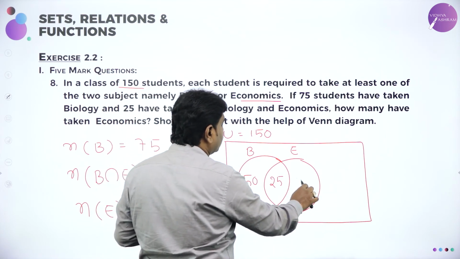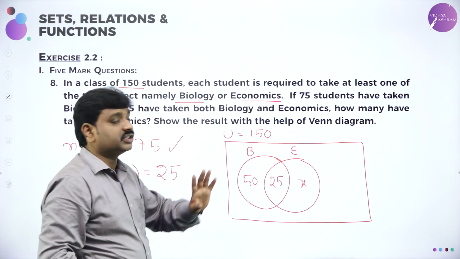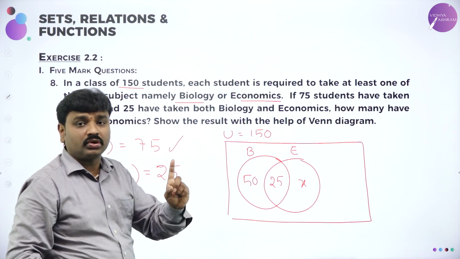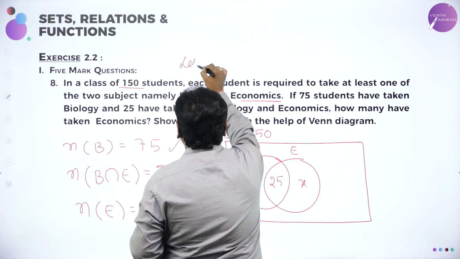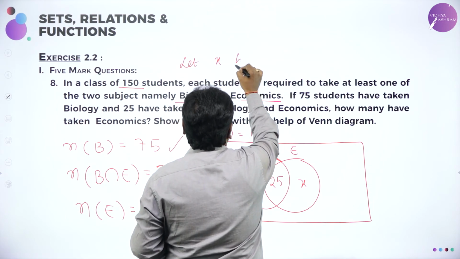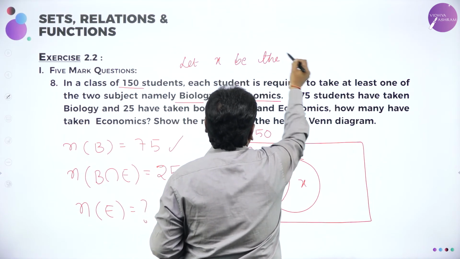How many took economics? X. So that's why first you should mention in the Venn diagram, X represents students who took economics. Let X be the number of students who took economics.